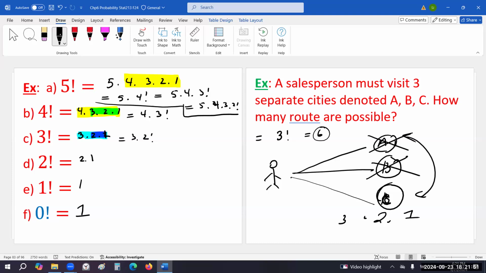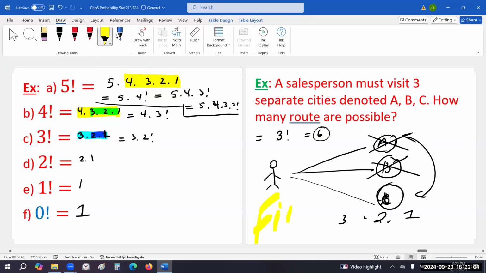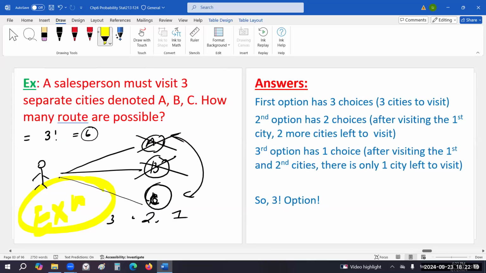Is anybody confused? No. I love this type of question, so I'll probably give this in the exam as a simple question. Oh, not the final, sorry, the exam. They don't require any math, they just require some logic. Okay.